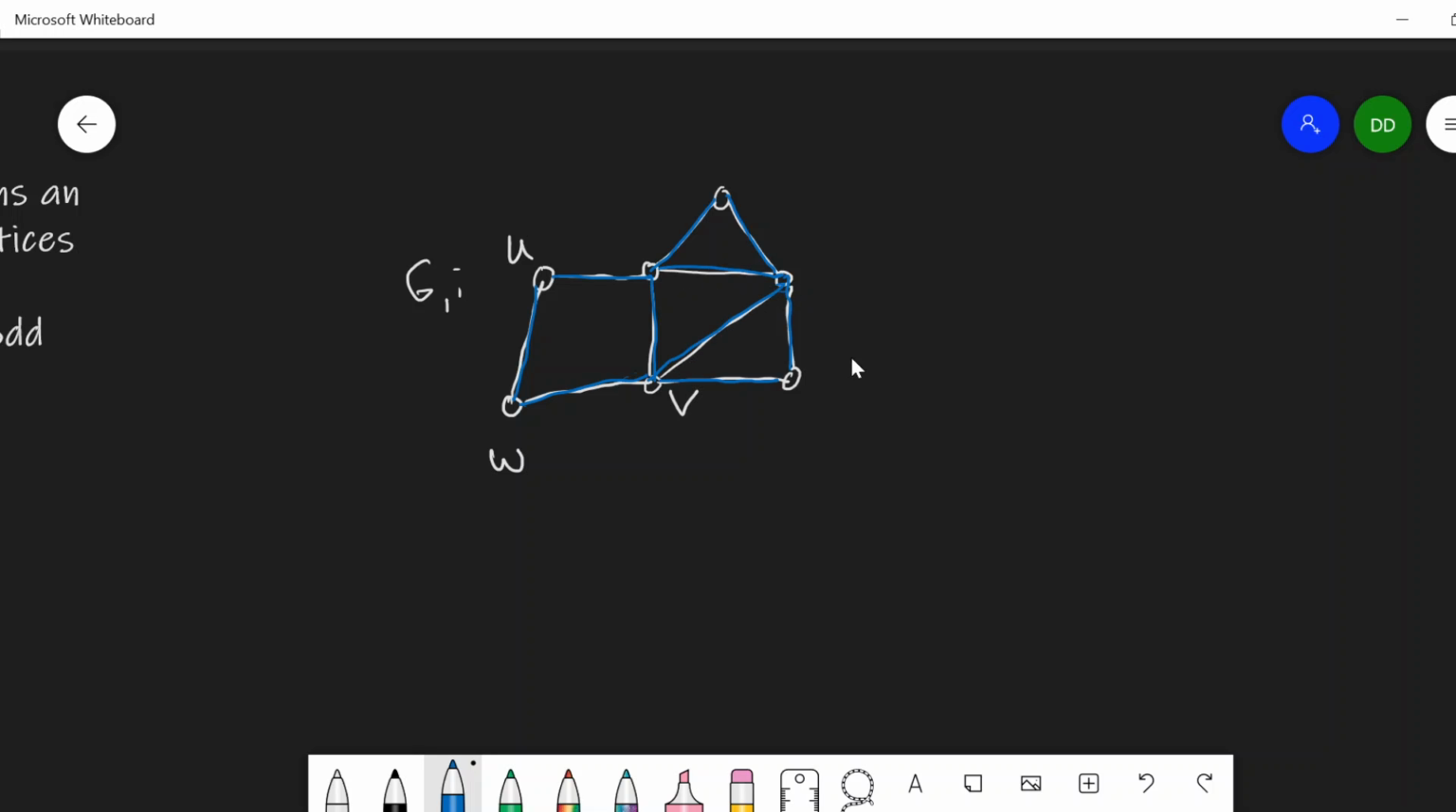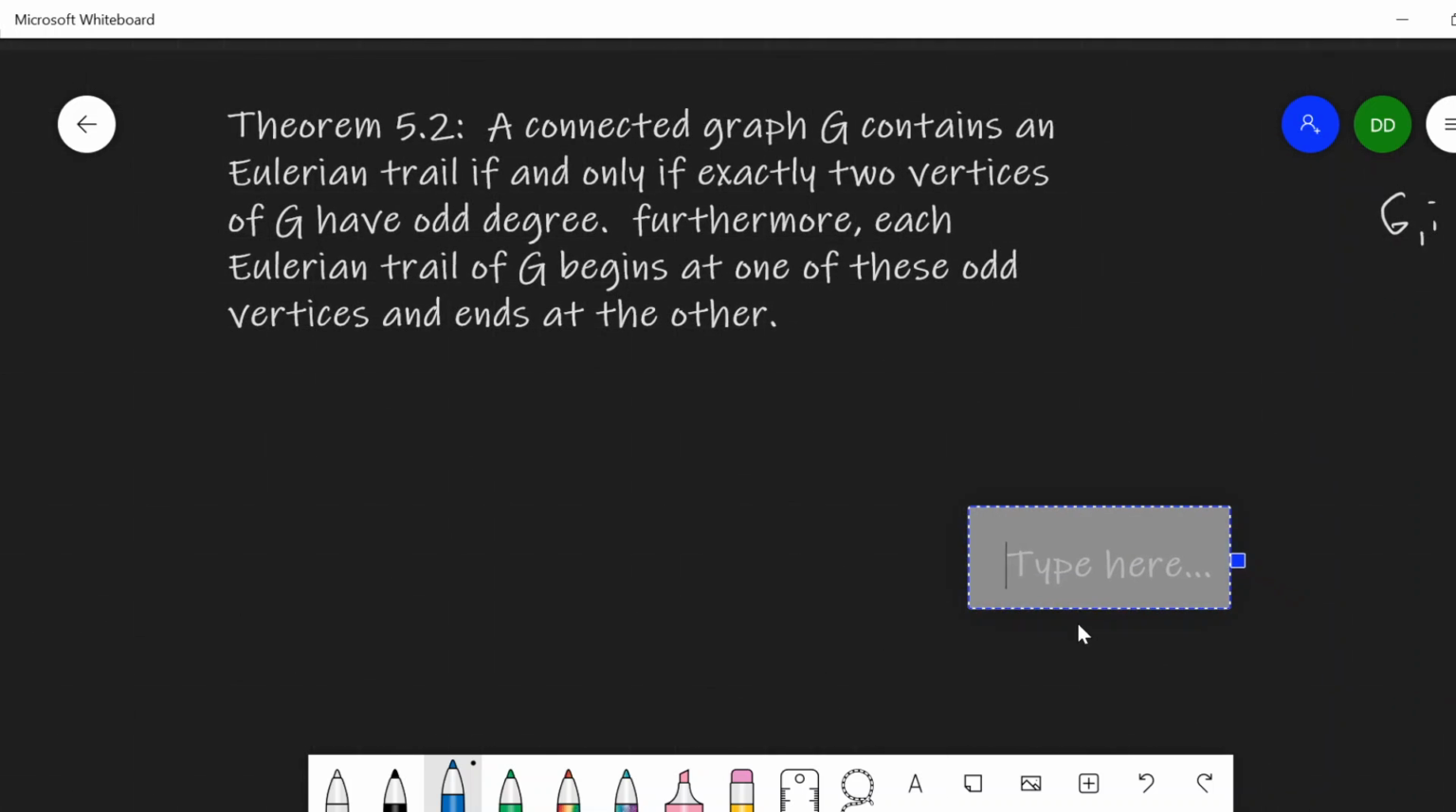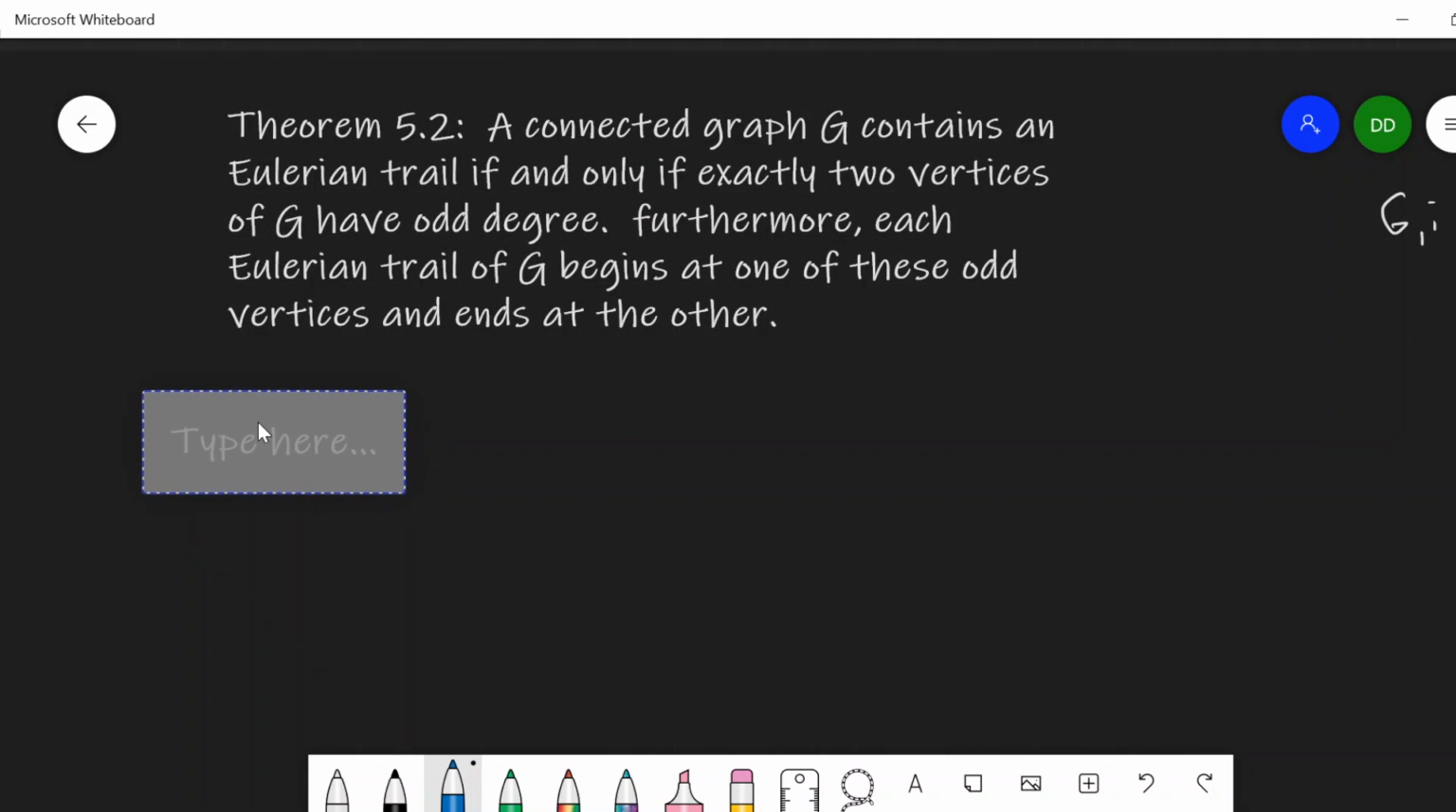Here's an Eulerian circuit. And notice that UW and WV, those two edges, have to occur consecutively because W only has degree 2 in this Eulerian circuit. And so then we go from the circuit back to an Eulerian trail in G1 by removing W and those two edges. So let's formalize this. But this is essentially the idea.